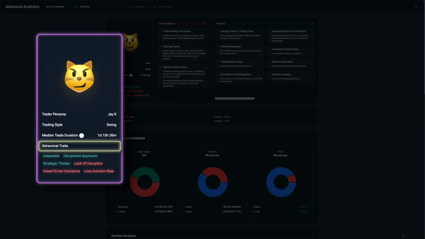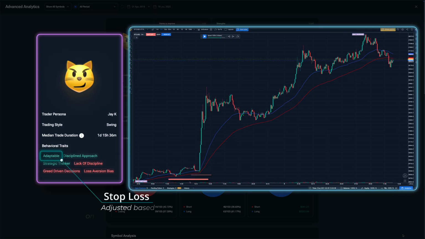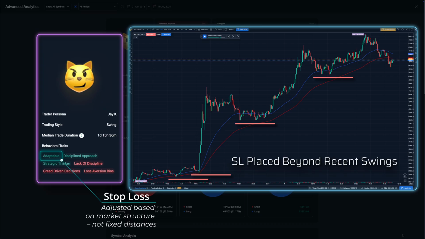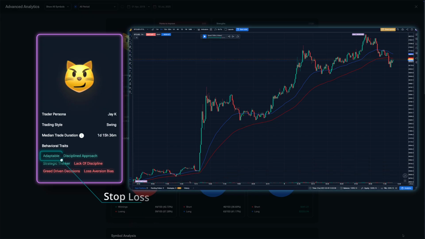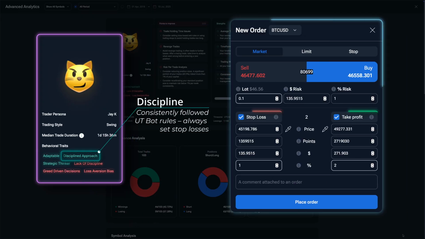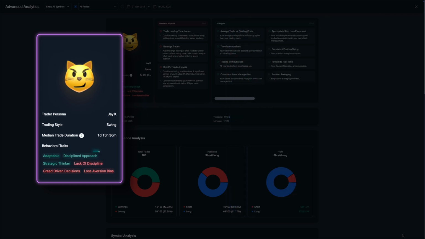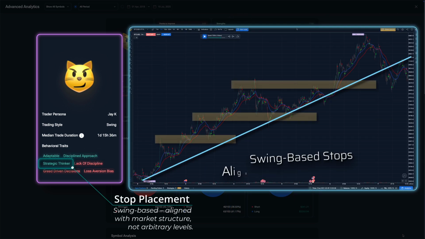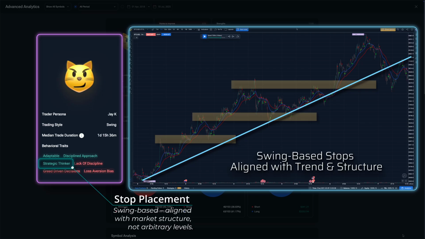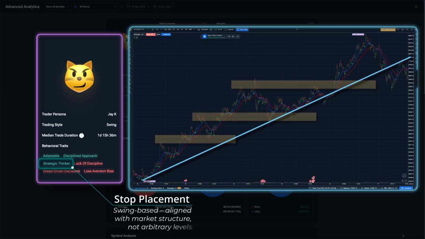The behavioral traits breakdown is fascinating. Positive traits, adaptable. The system detected that we adjusted our stop-loss placement based on market structure rather than using rigid fixed distances. To the algorithm, this looks like adapting to market conditions. Disciplined approach. We consistently followed our UT Bot signal rules and always set stop losses, which the system recognizes as discipline. Strategic thinker. The swing-based stop placement shows we're considering market structure, not just arbitrary levels.